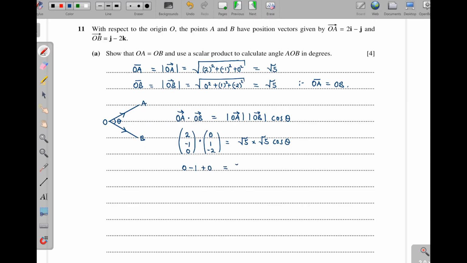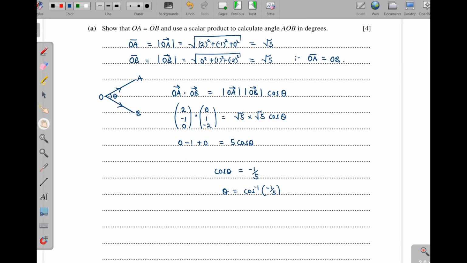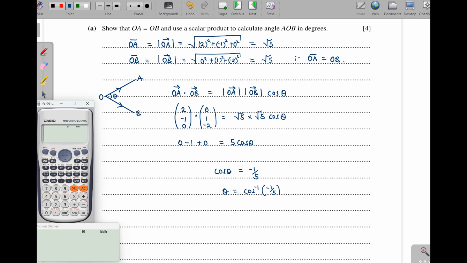Then this one will be equal to 5 cosine of theta. So that means cosine of theta shall be equal to -1 out of 5. And then theta shall be equal to the arc cos of this. Since this one is a minus, it is going to give us an obtuse angle, which is in the second quadrant, okay? They said we give the angle in degrees, so your calculator has to be in degrees. Arc cos of -1 out of 5.